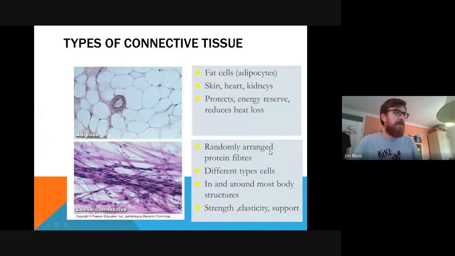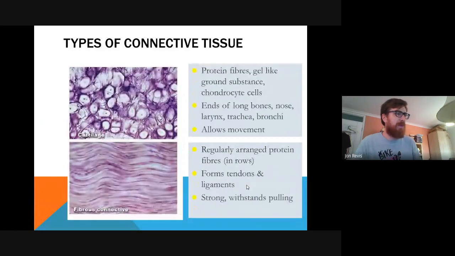I'm not going to spend a huge amount of time on this. It's certainly up to you whether you want to look at the different types of connective tissue. The ones that are quite interesting to me are the fibrous connective tissue and cartilage, because people think of tendons and ligaments and cartilage as the same thing, but one is much more movable, which is your cartilage, so it allows for things to move around on it, and the other is very strong and doesn't really allow movement.